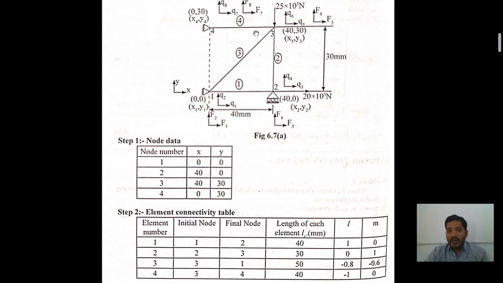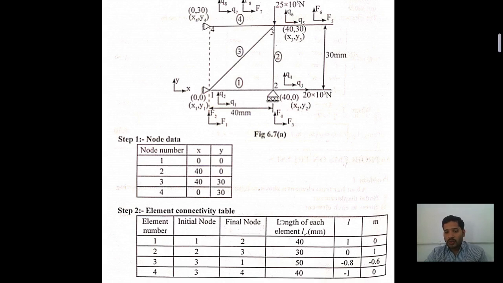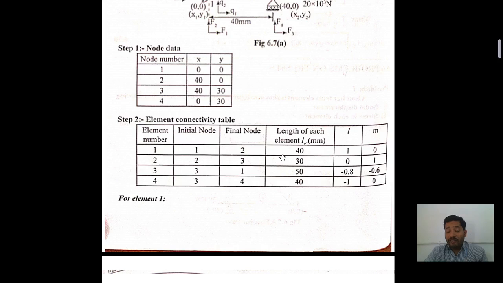Is it right? Then in the fourth element, if you join the third node to the fourth node, total length from the third node to the fourth node, how much is there? 40 mm. Clear? I hope so. No one is having a doubt. After that, our main intention is we need to find out L and M. Then how to find L and M, I will tell you.